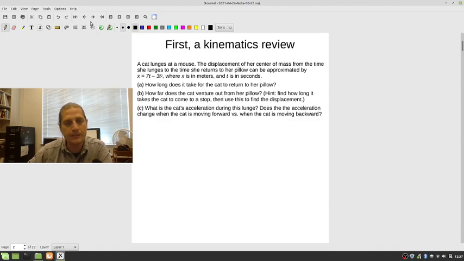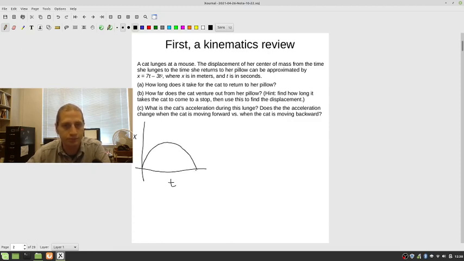So for instance, here is a kinematics type of question that I put on your review. It says, a cat lunges at a mouse. So here's an x versus t. I say, the displacement of her center of mass from the time she lunges to the time she returns to her pillow can be approximated by x equals 7t minus 3t squared. So this is a function that looks something like this, where x is in meters and t is in seconds.